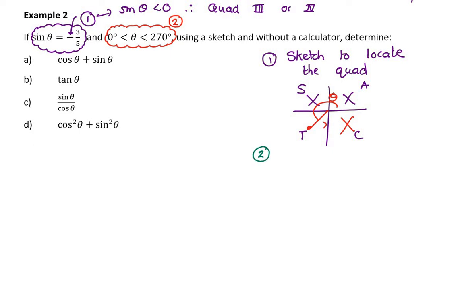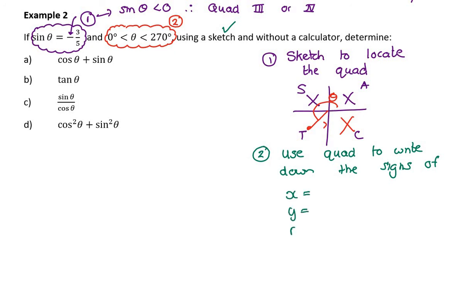If you look at the instruction, it says using a sketch, which we have done, and without a calculator, which means I need to be finding x, y, and r, because then I can do anything. So our second step is, why did I need to know what quadrant I'm in? I now need to use the quadrant to write down the signs of x, y, and r. Now, I know that r is always positive, but x and y are positive or negative depending on what quadrant they're in, and that's why you needed to know it.